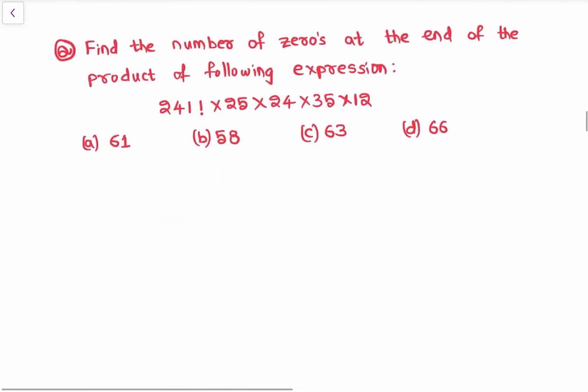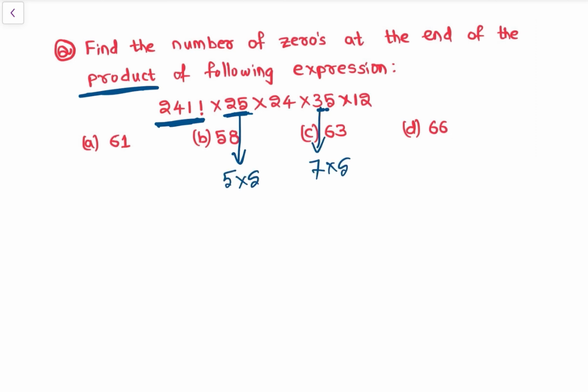सो देन लेट्स मूव टू नेक्स्ट क्वेश्चन, दैट इज फाइंड द नंबर ऑफ जीरोस एट द एंड ऑफ प्रोडक्ट ऑफ फॉलोइंग एक्सप्रेशन. अब देखो 241 फैक्टोरियल दिया है, ठीक है, इंटू 25, 35 एंड 12 दिया. सो फॉर दिस वी नो, 5 काउंट करना है बिकॉज वी नो 2s आर मोर, सो 5 इंटू 5 इज 25 एंड 7 इंटू 5 इज 35, ठीक है.